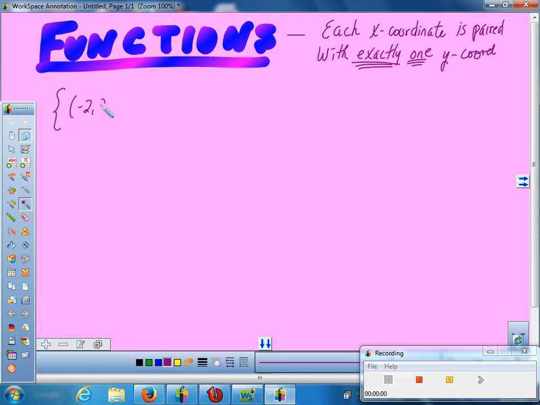And if I give it to you like this as a list of coordinates, we never have any problems. Can you tell me whether this set is a function or not? We know 4 is paired with negative 6, 4 is paired with positive 6. You can't have it. 4 can't be paired with two different y coordinates. So, no, that's not a function. Each x has to have only one y coordinate with it.